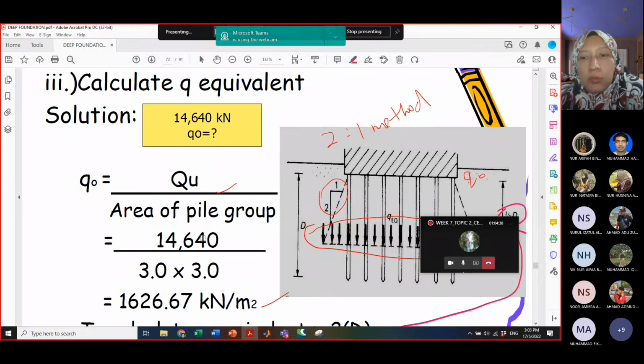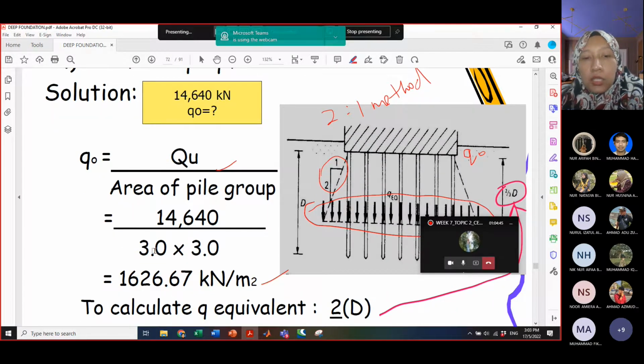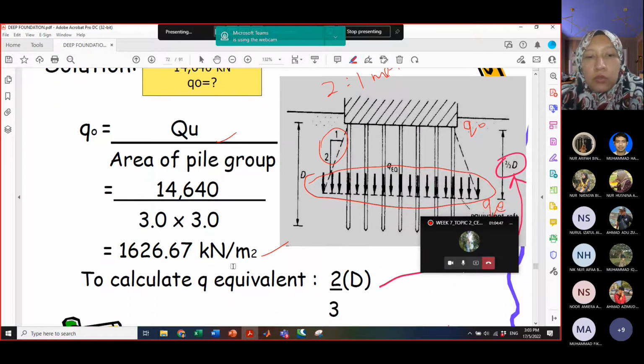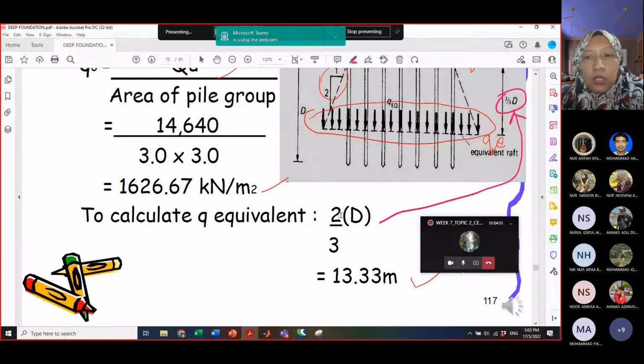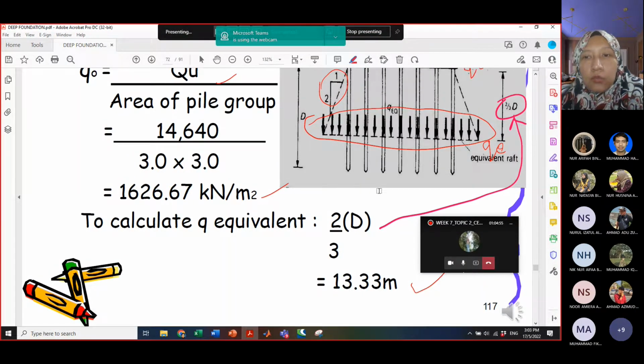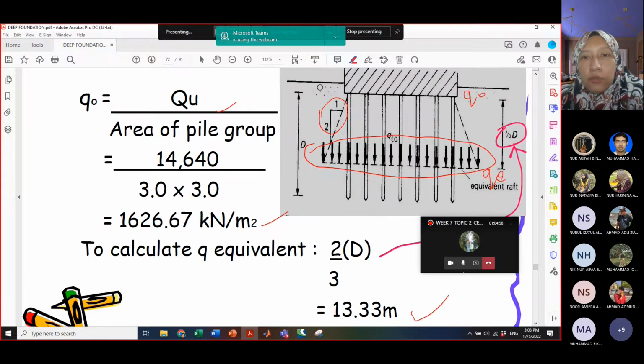Area of the pile group, we should get back from the dimensions earlier. L is how much, L is how much, B is how much. So we get 3 times 3. So to calculate Q equivalent by this question is 2 times D divided by 3. So the Q naught from this graph, from these figures, is equal to 13.33 meter.